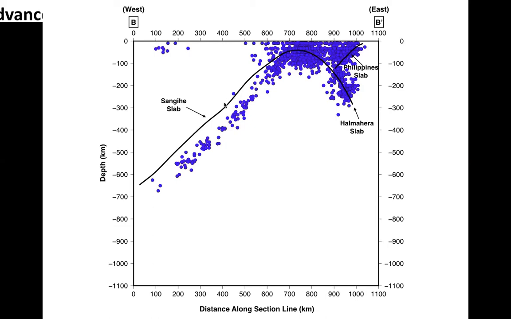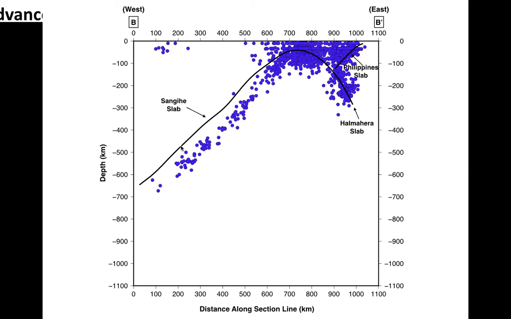So once again, the Songi slab dipping off to the west to near the lower boundary of the mantle transition zone, and the Halmahera slab, which is only seismically active to about 320, 330 kilometers, dipping more steeply off to the east. And in between them, this region of very dense seismicity is the growing collisional complex between the colliding volcanic arcs, which form the Molucca Sea collision zone.